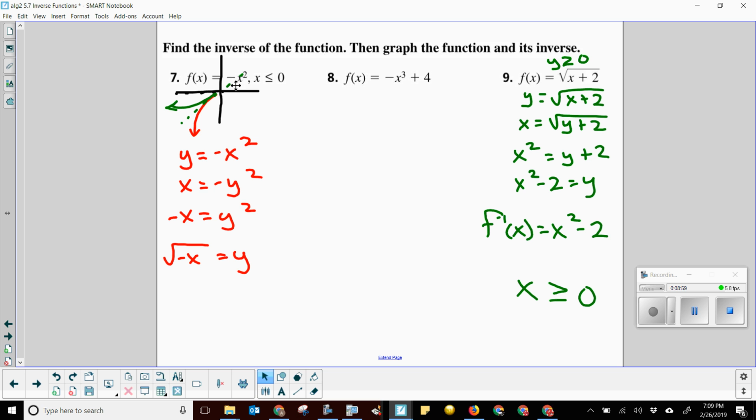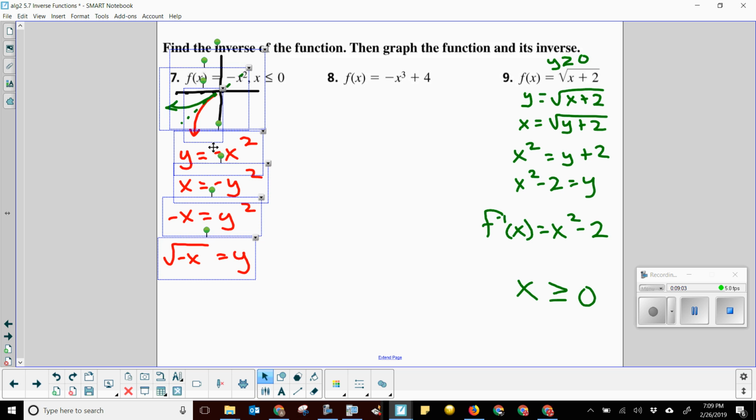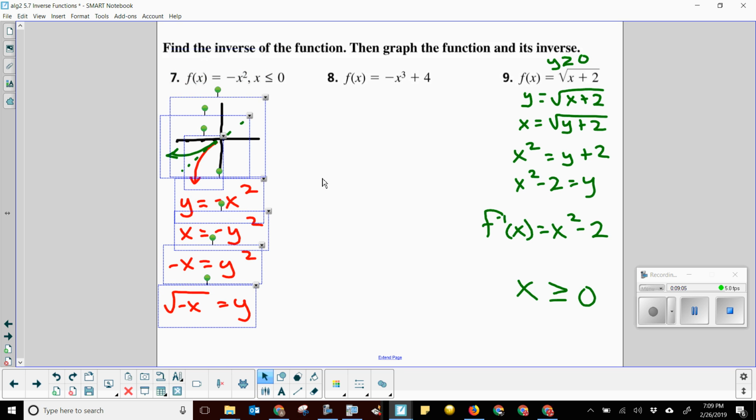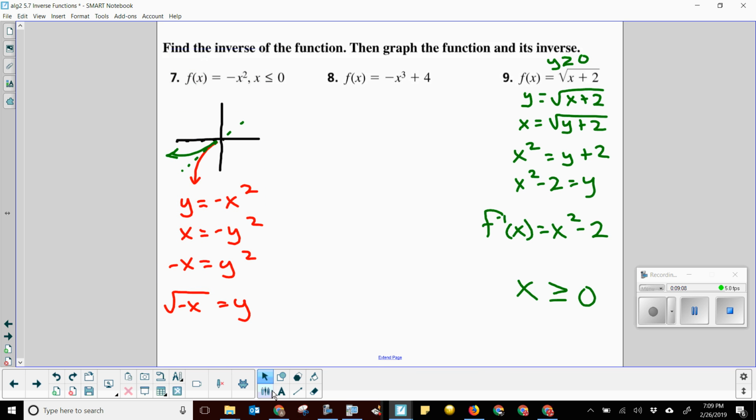Negative x squared, I talked about, look, just this right here is this graph. But when they say, look, I only want the negative numbers, well, that's where that goes. Because that way, when we find the inverse here, clearly I can't plug in a positive number here. So that's why it can't happen there.